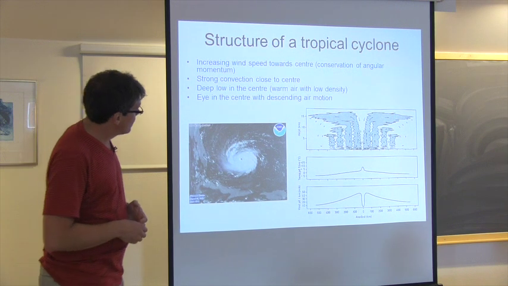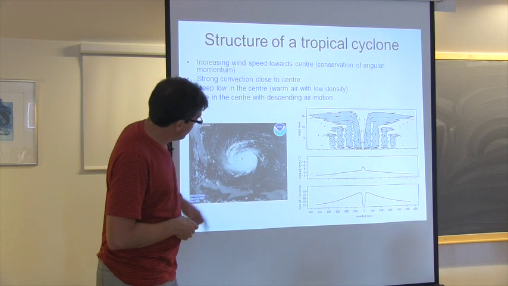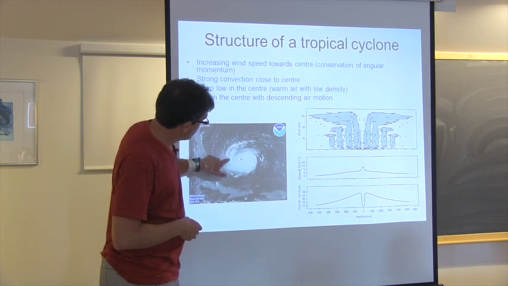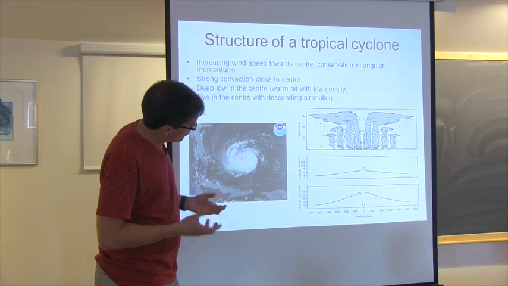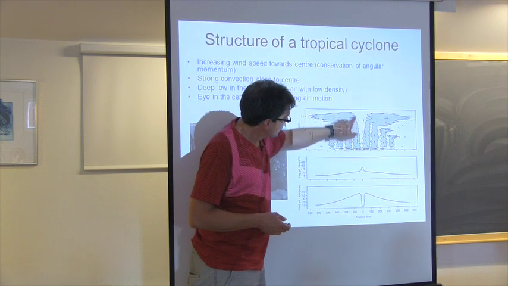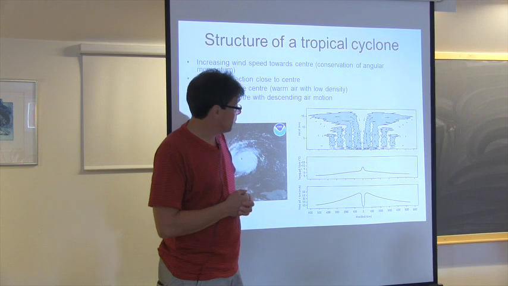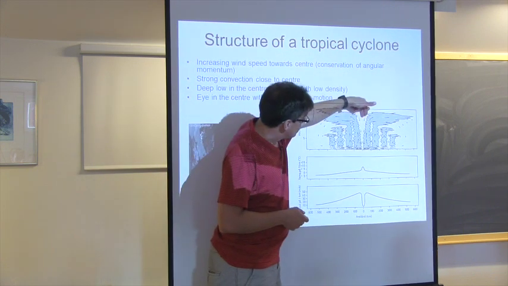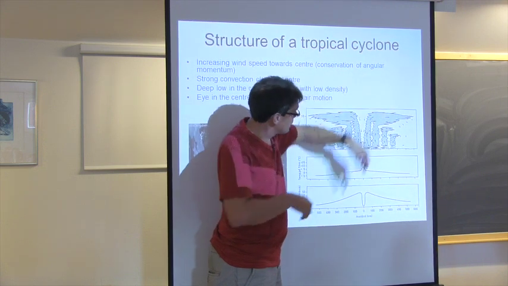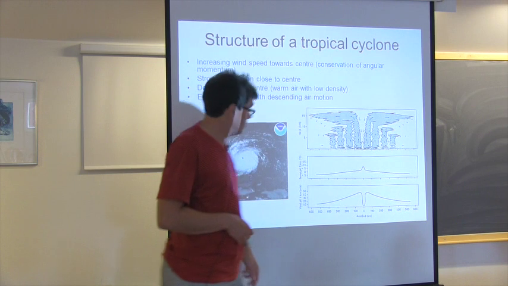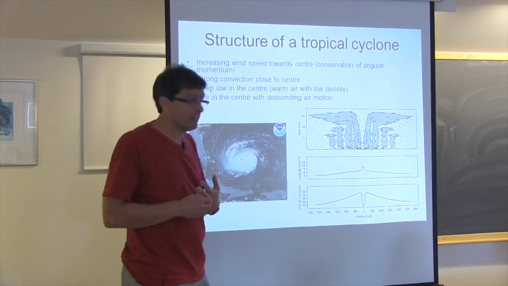This is what it can look like. You often have an eye like this. There is convergence of air, and air is moving in towards the center in a spiral form here. And along that one, there is a lot of convection ongoing. So there are huge clouds formed here that then also give very, very heavy precipitation. And in the center, there is downgoing air motion. Air is sinking. This is why it gets dry in there, and there is often completely clear, cloud-free conditions exactly in the center.